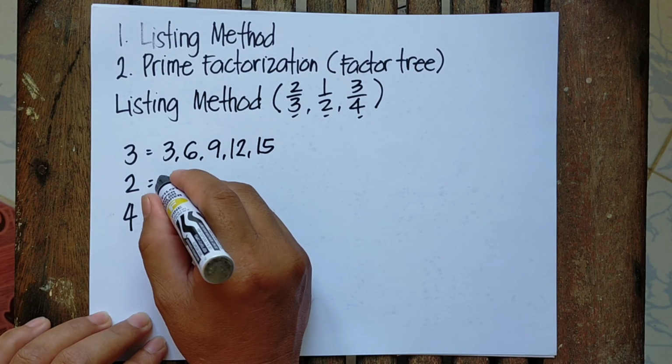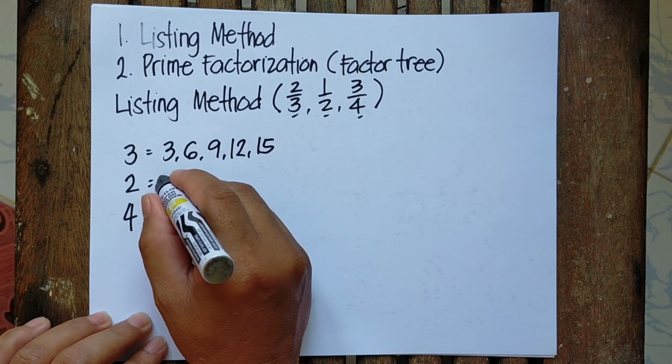Okay, so let us write here the denominators. Since 3 is already a prime number, let us just copy 3. 2 is also a prime number, so let us copy 2. And 4, the factors of 4 are 2 and 2. Let us write down in column our denominators: 3, 2, and 4.